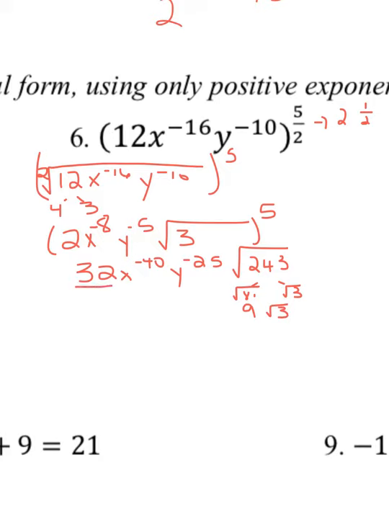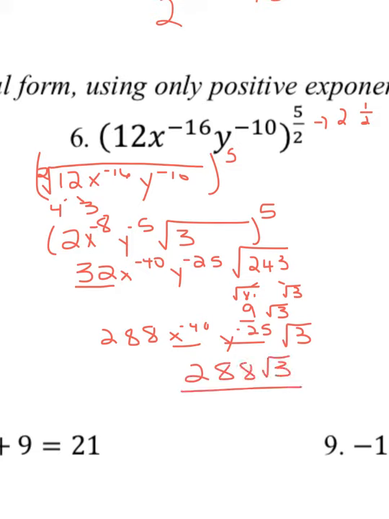So if I multiply 32 by 9, that gives me 288, x to the negative 40th, y to the negative 25th, times the square root of 3. And then I just have these two negative exponents here. So my final answer is 288 square root of 3 divided by x to the positive 40th, y to the positive 25th. Again, you could have gotten there by doing different things.